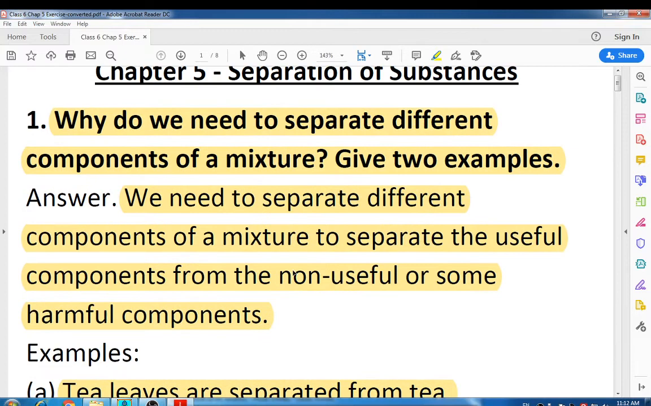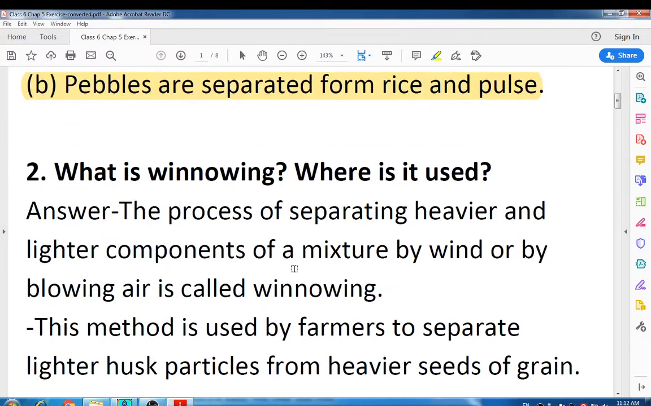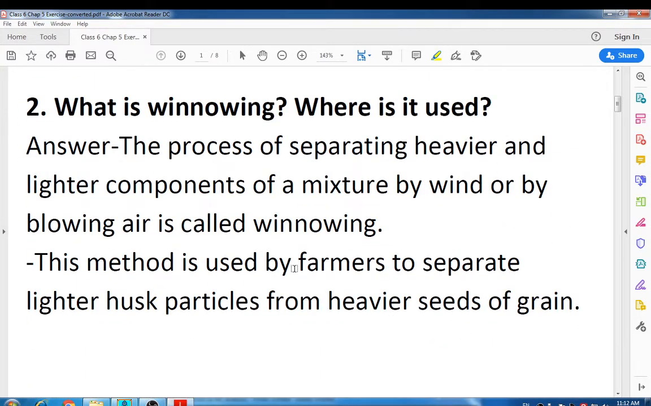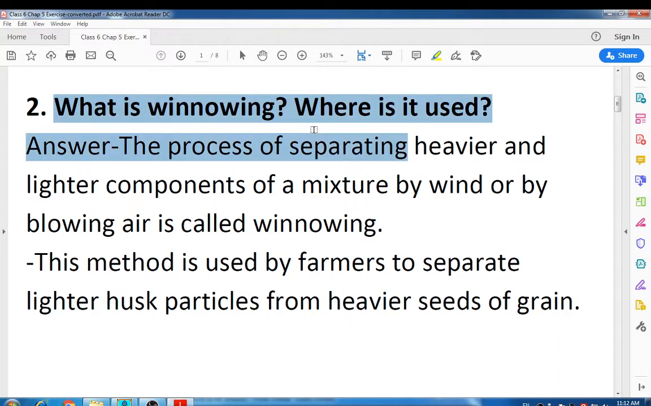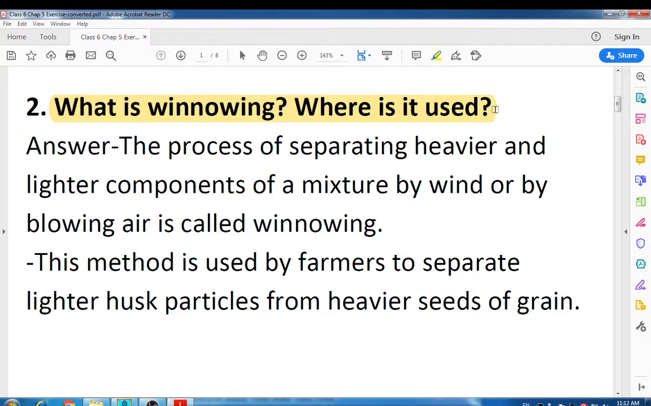Understood question number 1? Yes, you can write your own examples. No need to write the answers as it is. Question number 2, what is winnowing? Where is it used? So here you have to write the definition of winnowing.